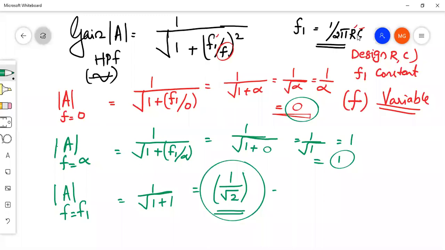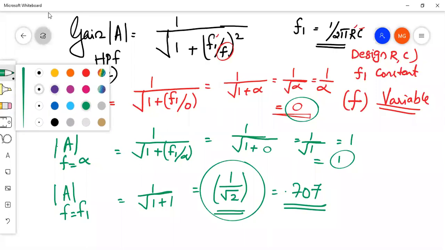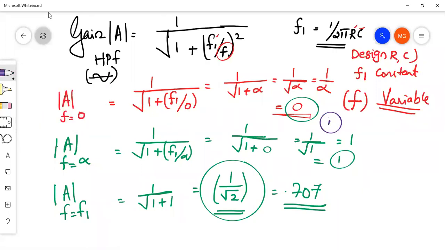What is 1 by root 2? 0.707. So I got 3 points: point number 1, point number 2, and point number 3. When f equal to 0, I got gain 0. When f equal to infinity, I got gain equal to 1. When f equal to f1, I got gain equal to 0.707.